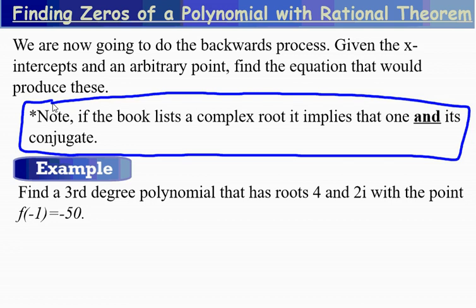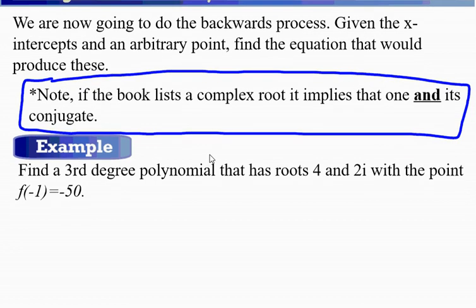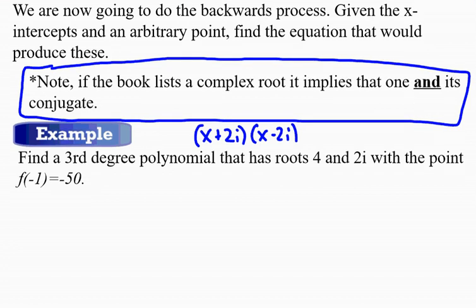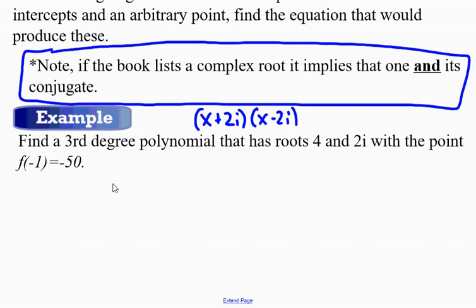Recall that the conjugate for a complex root is if I gave you something like x plus 2y, then its conjugate would be x minus 2y, and that's actually what happens in this one. So, example, find a third degree polynomial that has roots or x-intercepts equal to 4 and 2i with a point that f of -1 equals -50. So here's what I know. It has a root of 4, which means it must have a factor of x minus 4. It has a root of 2i, so x minus 2i.